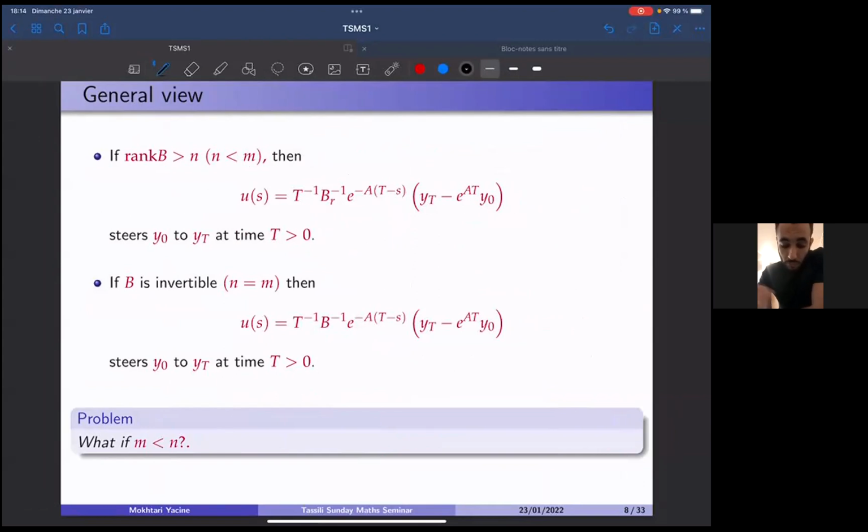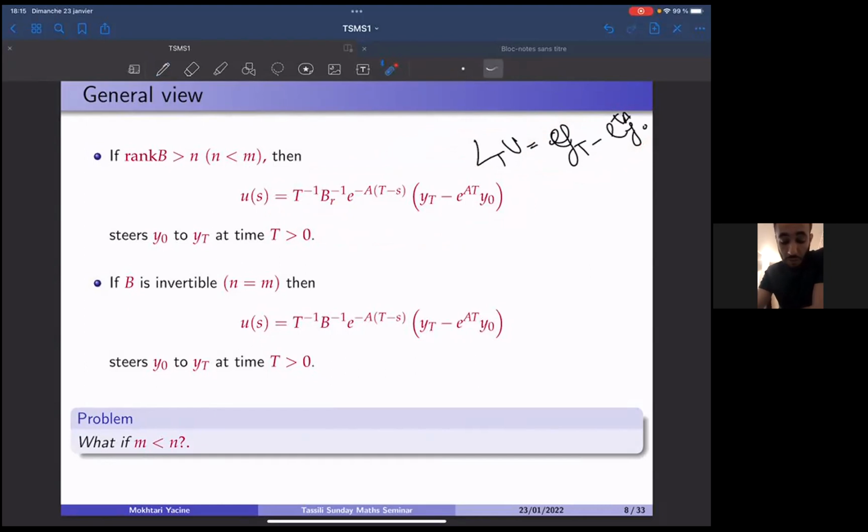If we control our system with a large number of controls, or with the same number of controls, then we can find an explicit formula for the control. For instance, if we assume that the rank of B, the control matrix, is larger than n, then if we let U, our control, be like that and plug it into this formula, LTU equals, sorry, the equation was LT equals yt, the target state, minus exponential tA times y0. If we plug in this control, then we find that it satisfies this equation, and therefore it is a solution to our controllability question. This BR here represents the right inverse of the matrix B.